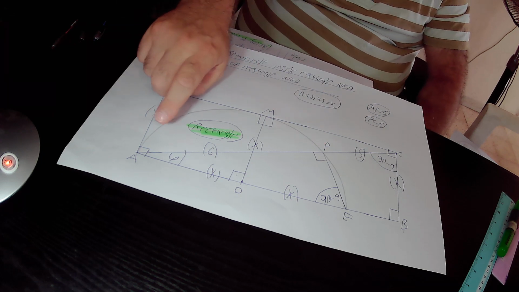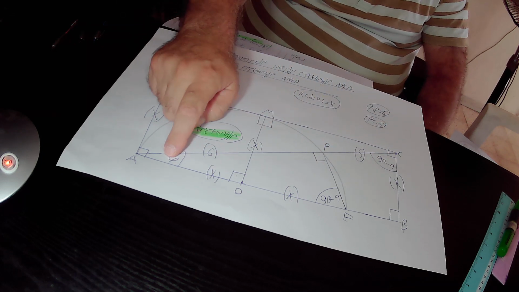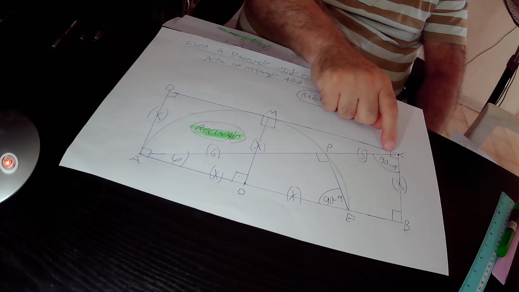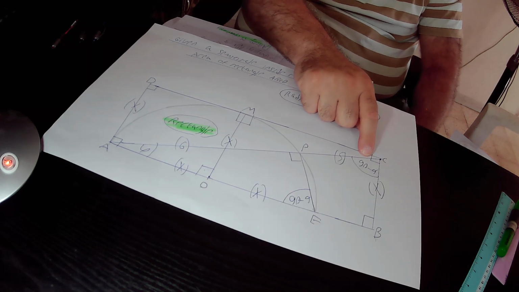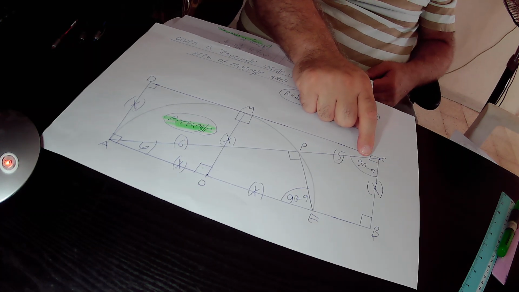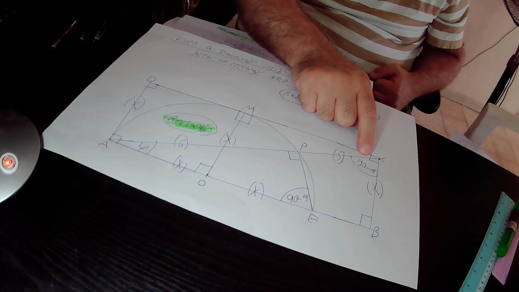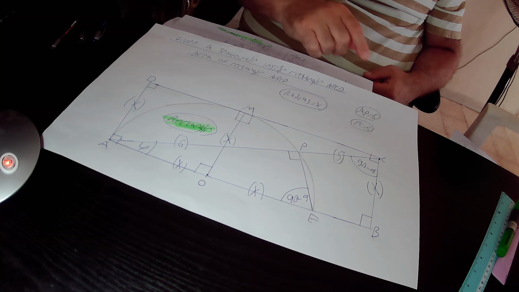Likewise, in the big right triangle ABC, this angle equals alpha, this angle equals 90 degrees, therefore this third angle must be equal to 90 degrees minus alpha according to the sum rule that says that the sum of the angles in any triangle is equal to 180 degrees.